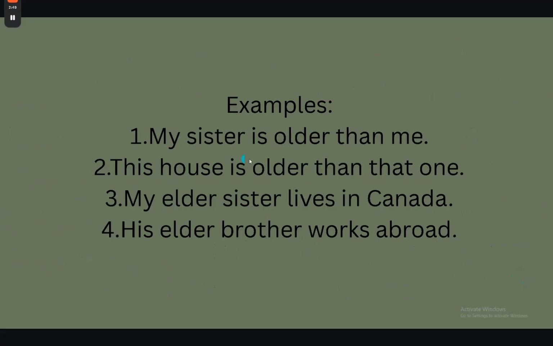Example: my sister is older than me. Number two, this house is older than that one. Number three, my elder sister lives in Canada. Number four, his elder brother works abroad.